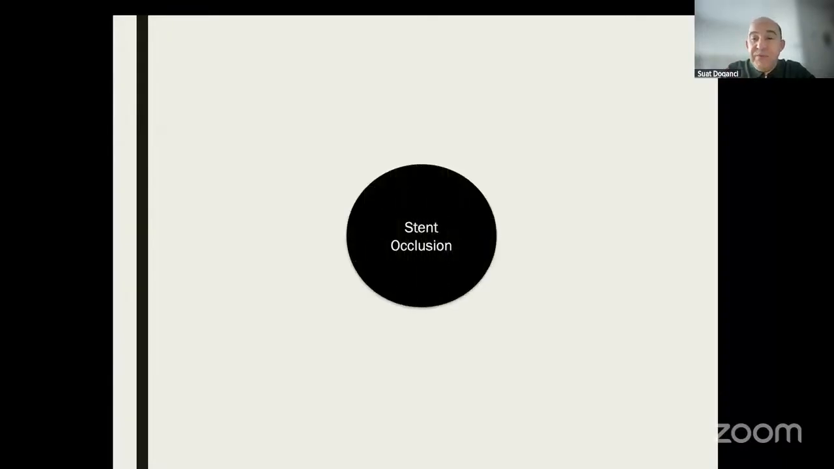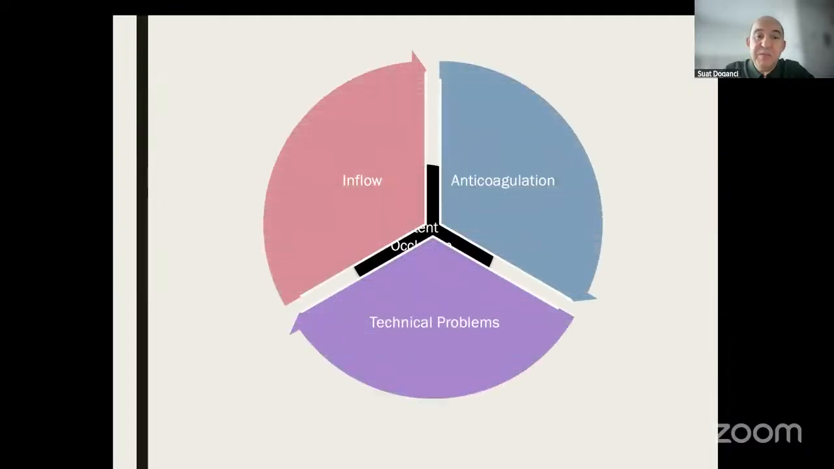As we know, if we have a stent occlusion, there are several reasons for this. It can be inflow related problems, anticoagulation related problems, or technical problems, but sometimes it can be a mixture of all, a combination of all issues, if we have a stent occlusion.